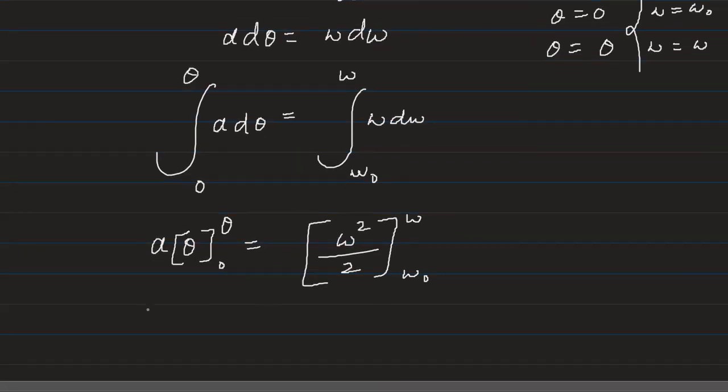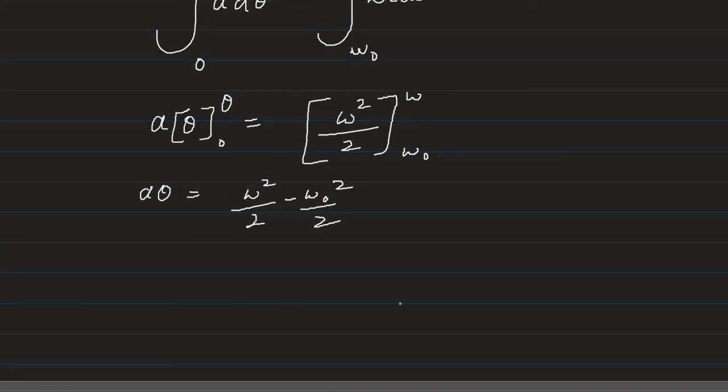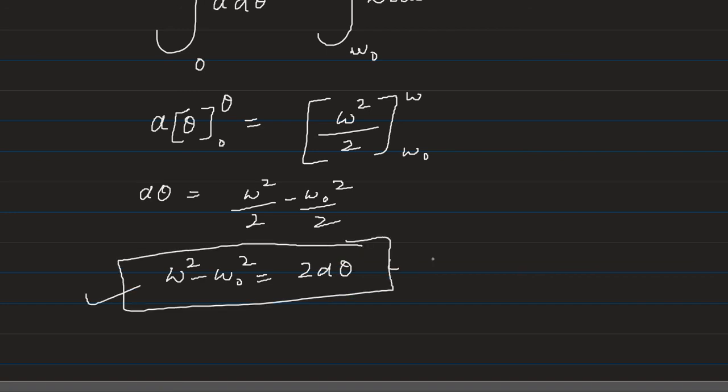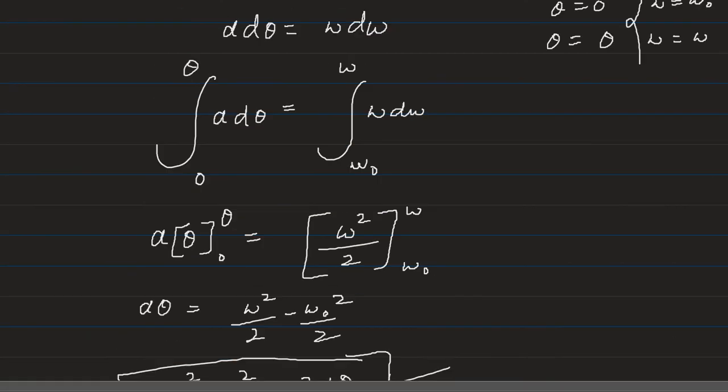So then the left hand side becomes alpha theta after putting the limits, and in the right hand side upper limit is omega square upon 2 minus lower limit is omega naught square upon 2. So we can simplify this, we will take 2 to the other side, so it is simply omega square minus omega naught square is equal to 2 alpha theta. So that is our third equation in the rotational motion. In this way you can derive these three equations.